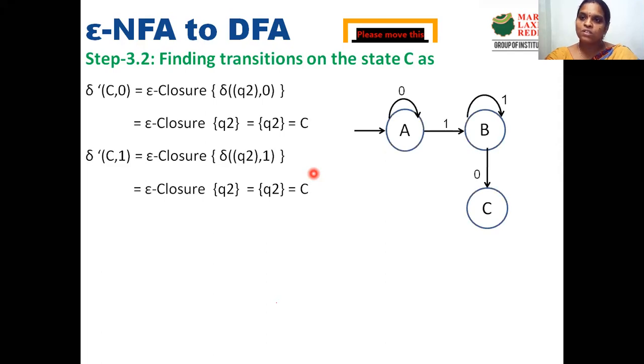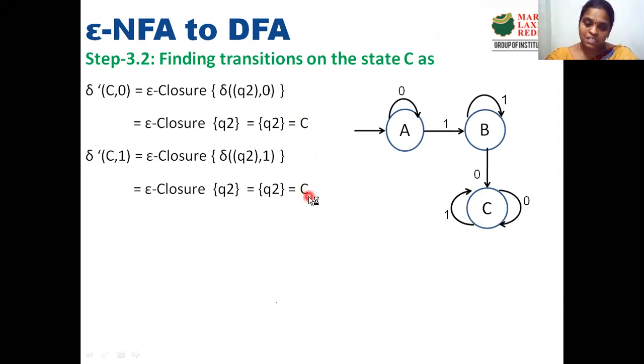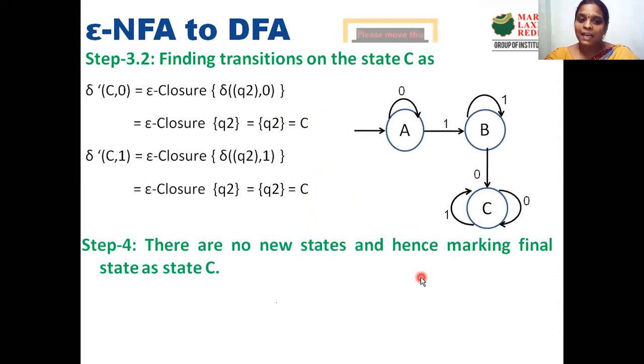So Q2 on 0 is Q2 and Q2 on 1 is also Q2, where Q2 is what we labeled C. We have not found any new state in this step, so we can stop the process. Now we mark the final state as C, because Q2 is the final state in the epsilon NFA, so C will be marked as the final state in the DFA.